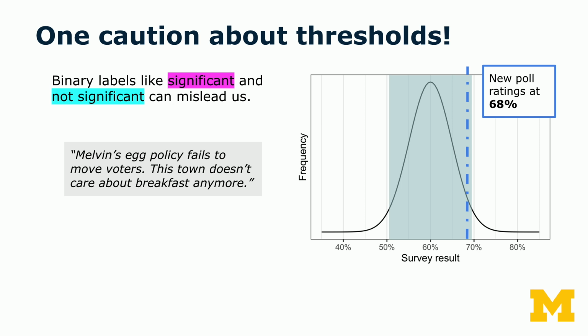right? That's a really negligible difference. In fact, the difference between 70% and 68% is not a significant difference. It's a really negligible difference. All of a sudden, we are not significant. And because we suddenly shifted to this category of not significant, maybe our political analysts will say, Melvin's egg policy fails to move voters. This town just doesn't care about breakfast anymore. Right? So it can happen that a very small difference in what actually happened in the polls can take us from one category to another. And we treat those categories very differently.